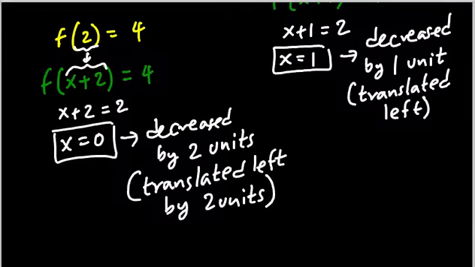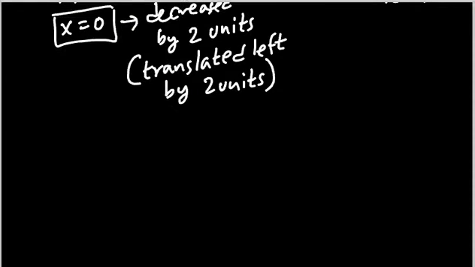Let's do one more example now. And once again, just to observe, you might have thought x plus 2 must mean a movement to the right, but it's the exact opposite. It's a movement to the left. Let's do one last example.